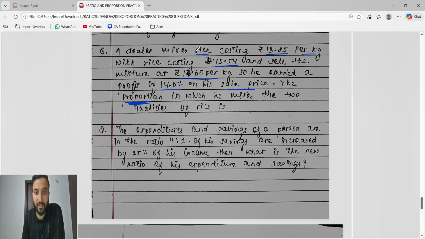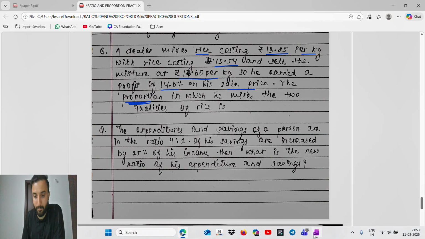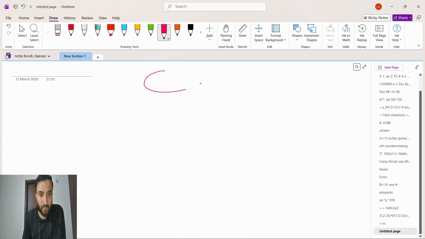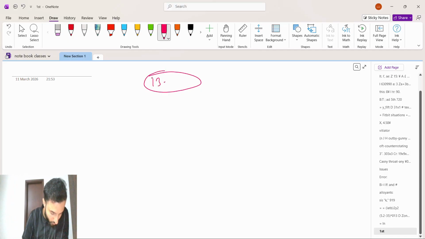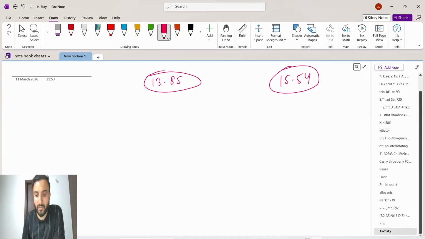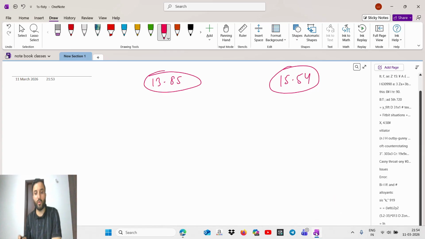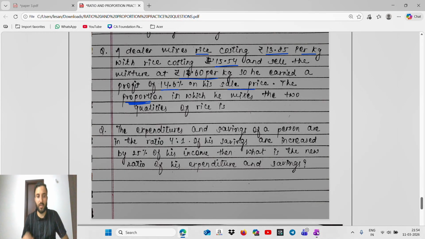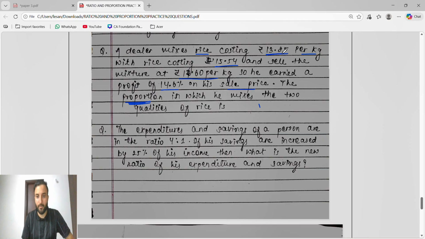See here, a dealer mixes rice costing 13.8 per kg with rice costing 15.54. Now guys, here you will get to know how we know it is a mixture question. Very simple thing: there is a cost of one rice mixing with another rice whose cost is given. And then the question is the proportion.